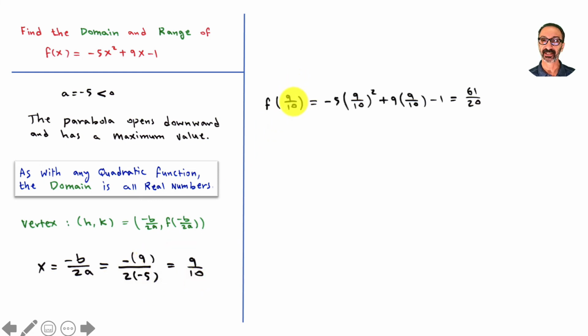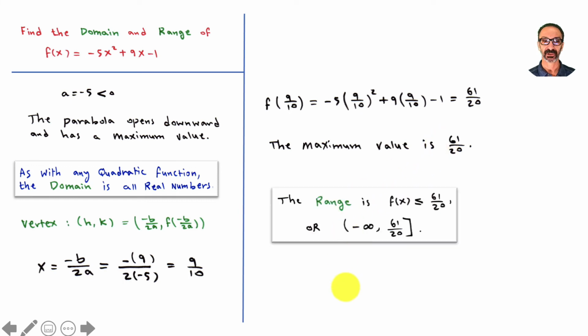Plug in 9 over 10 to find the output at that location, which is the k part or the vertex y coordinate. The maximum value is at 61 over 20. So the graph opens down and reaches to this value, which tells me that the range is all the way down up to this level. And that's how we write it down: all the way from negative infinity, of course we can't include negative infinity, up to 61 over 20 included. That's my range, but the domain is all real numbers in every single parabola.